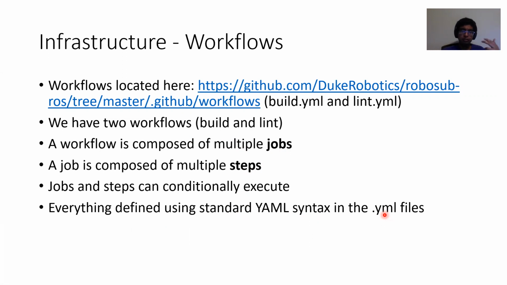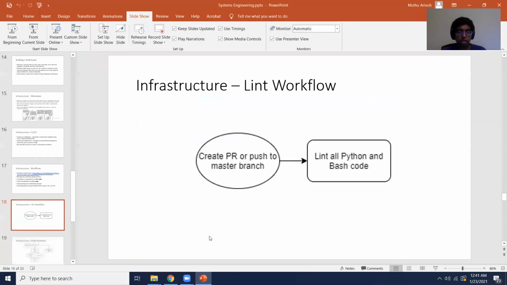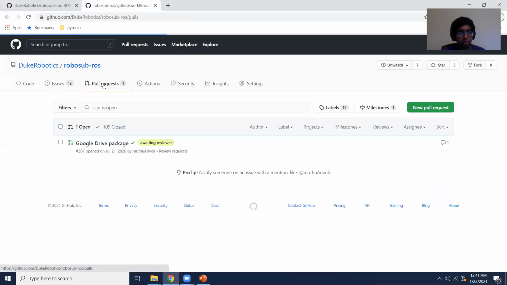GitHub has some good references that I would recommend reading to understand what's actually going on there. But I'll go over the basic workflows that we use. The lint workflow is super simple. Whenever someone creates a pull request or pushes to the master branch, we lint all Python and Bash code. GitHub has a trigger, and it will then execute. We use something called GitHub Super-Linter, and it will just lint through the code. If something fails, you will see an X somewhere in the checks.